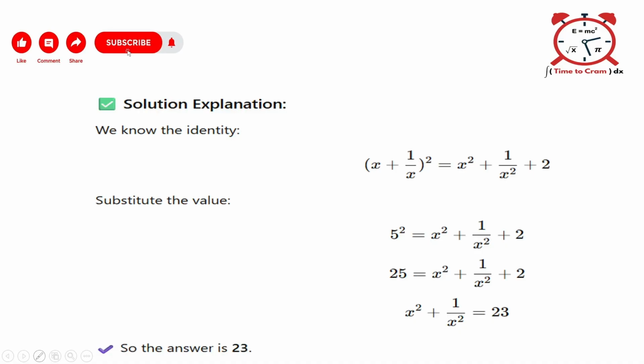We know the identity: (x plus 1 upon x) whole square is equal to x square plus 1 upon x square plus 2. If we substitute the value in this identity, we will have 5 square equal to x square plus 1 upon x square plus 2. And then, in the last step, we will get x square plus 1 upon x square as 23. So the answer is 23.